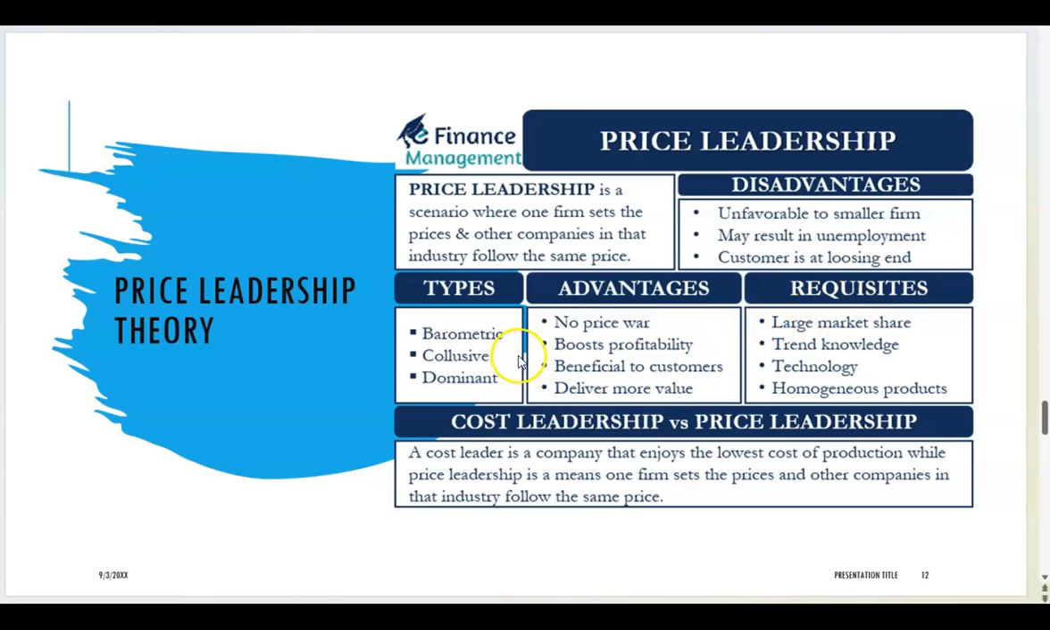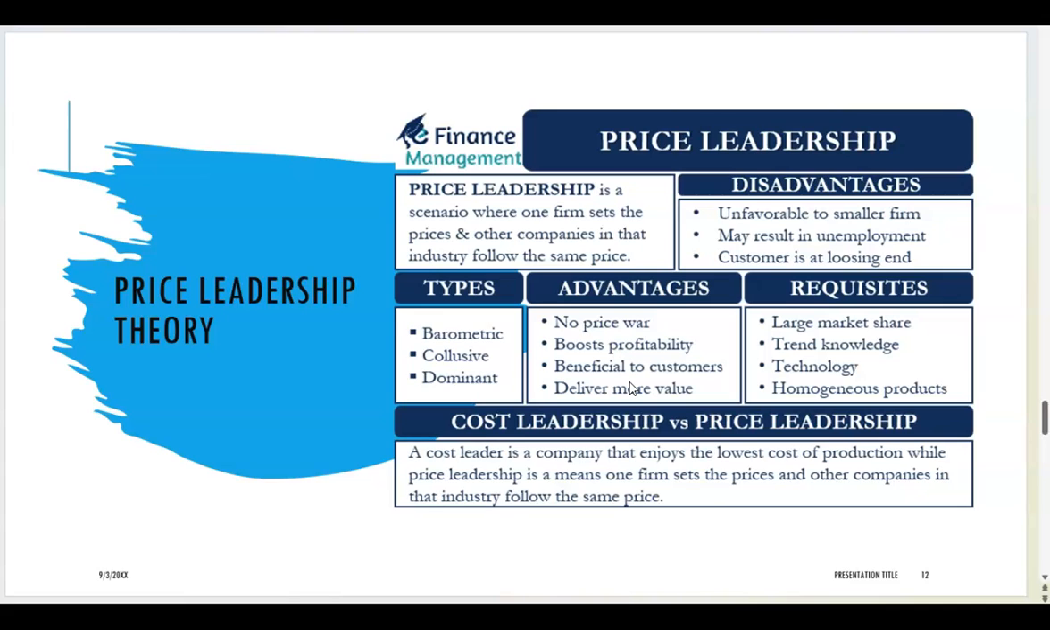The types can be barometric, collusive, or dominant. The advantages: no price war, boosts profitability, beneficial to customers, delivers more value. In the sense that it is possible for a company like this to garner the market only when their prices are actually lower, which means they are delivering more value because they could be faster, and they could also deliver faster and price lower, depending on how it actually happens.